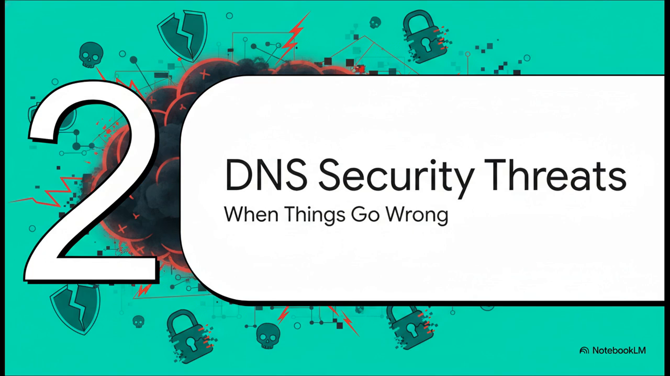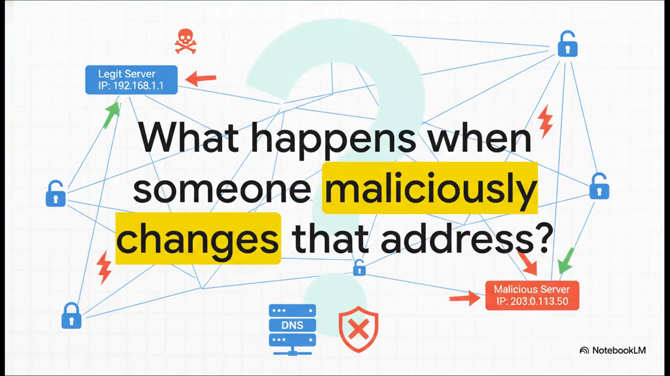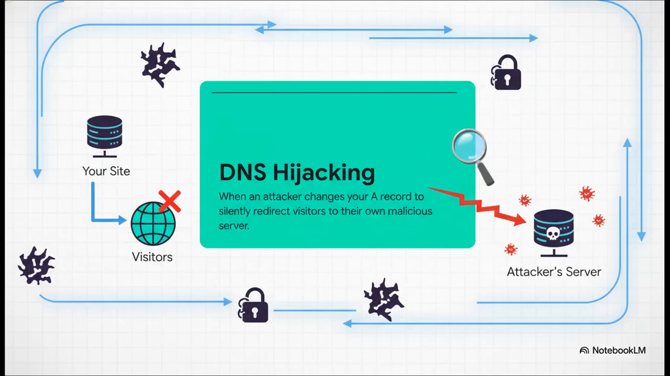And that brings us to our second section, where we're going to get into the common threats that target this very important system. This is really the heart of the matter, isn't it? We've just talked about how vital that A record is. So what happens when a bad actor gets in there and decides to change that address in the internet's phone book? Well, that attack has a name: DNS hijacking. It's when an attacker manages to get in and change your A record. And the result? Your visitors, who fully believe they're going to your site, are quietly and invisibly redirected to a fake one that the attacker controls. And from there, they can try to steal passwords, credit cards, or spread malware.